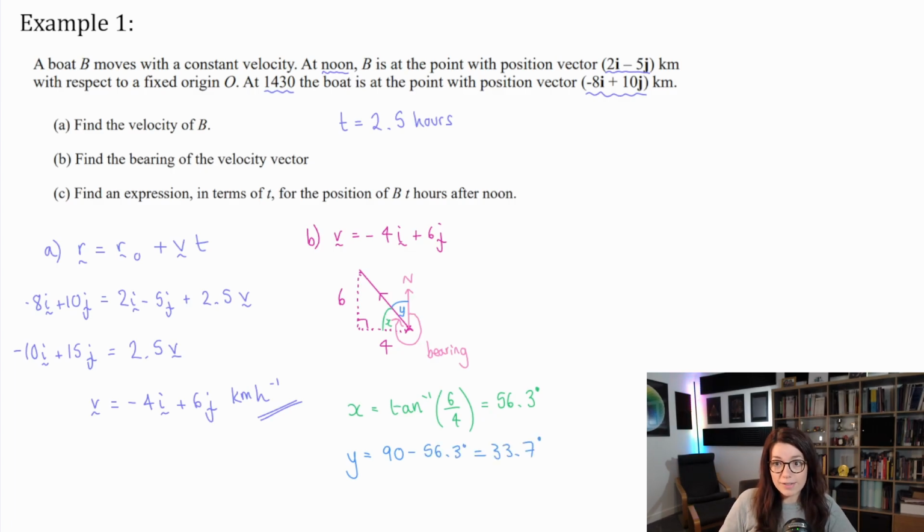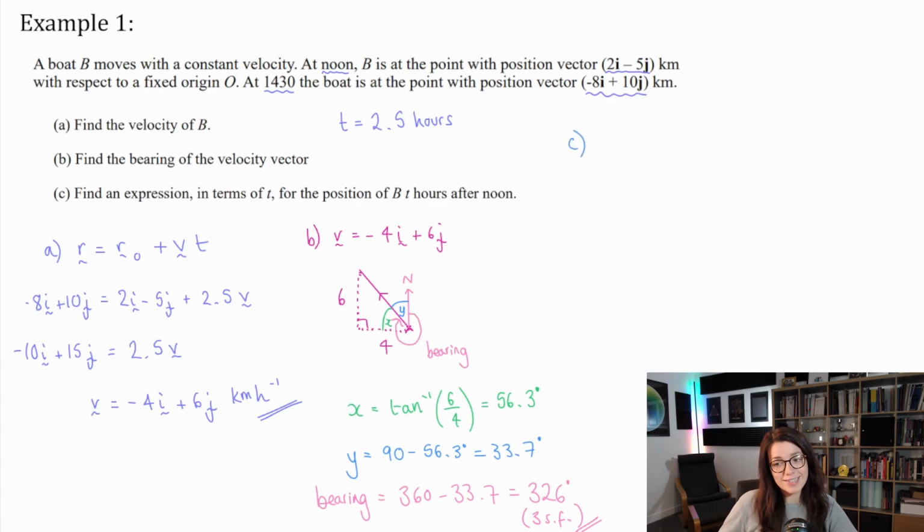Now we know that blue angle, we can work out the bearing by doing 360 take away that blue angle. 360 minus 33.7 equals 326 to 3 significant figures. There's more than one way of working out that bearing, so just do what makes most sense to you.